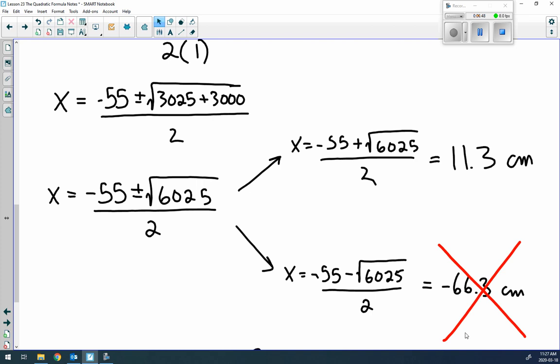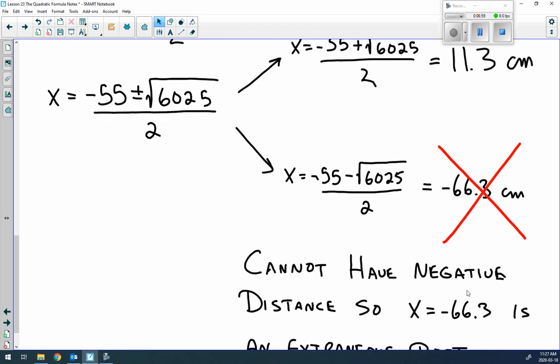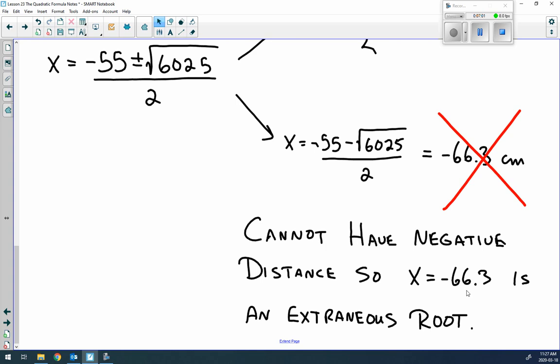Well, this one should kind of throw you for a loop there, right? It's -66.3. Well, can you have negative distance? Can you have a measurement that's negative? Well, no. Do we need that -66.3 to be able to do all this math? Of course, it's part of the math. Well, what's that known as? That's known as an extraneous root. It's an extra piece of information. You can't have negative distance, so that x equals -66.3 is gone, right out the window.